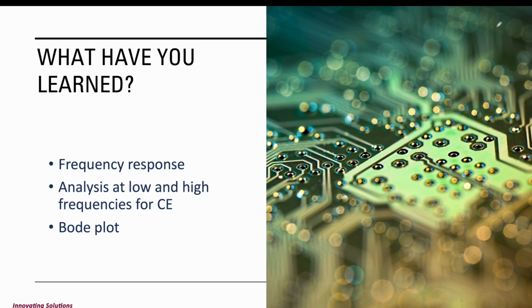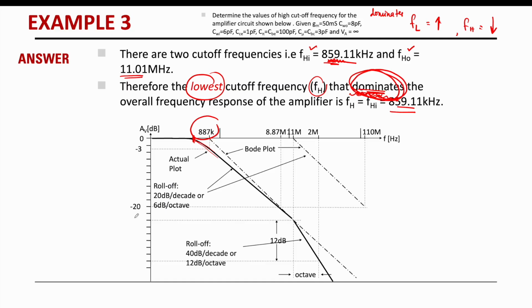So we finished our BJT topics. We have covered the low and high frequency for CE, and also how to draw the Bode plot. I think I forgot to explain this graph. So this is how your Bode plot is going to be. This will be the lower value, the first cut-off frequency, which is around 859.11. Start from there, it will drop, rolling off 20 dB per decade.